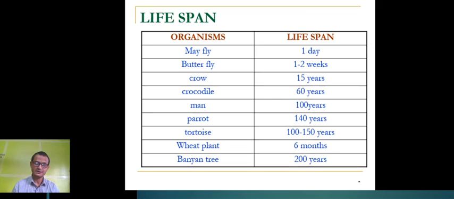If you consider the lifespan, different organisms have different lifespans. For example, the mayfly or the fruit fly lives only one day, and during this one day they reproduce. The butterfly needs 1 to 2 weeks to cover its lifespan. Human beings live about 100 years. And the banyan tree or fig tree takes about 200 years.